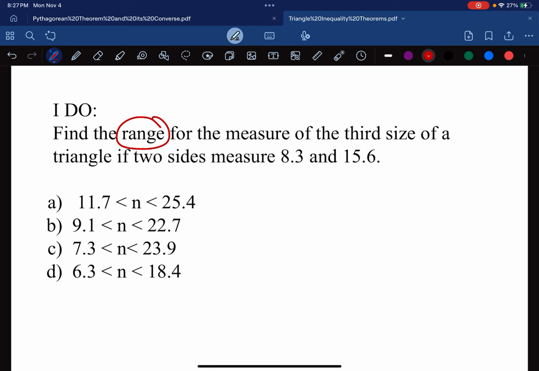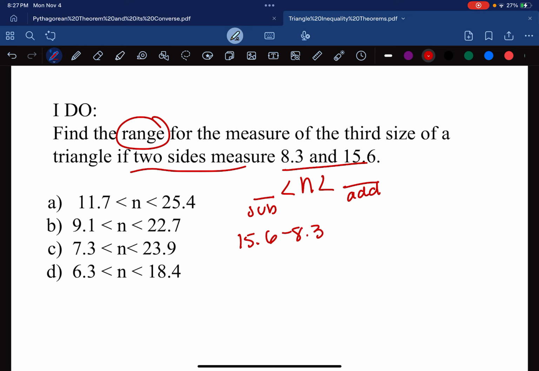So now they're asking you for the actual range with 15.6 and 8.3. So that means that it has to be my subtraction and then my addition. So 15.6 minus 8.3 gives me 7.3. And 15.6 plus 8.3 gives me 23.9. So my answer is C. Does that make sense? I hope it does. If it doesn't, let me know.